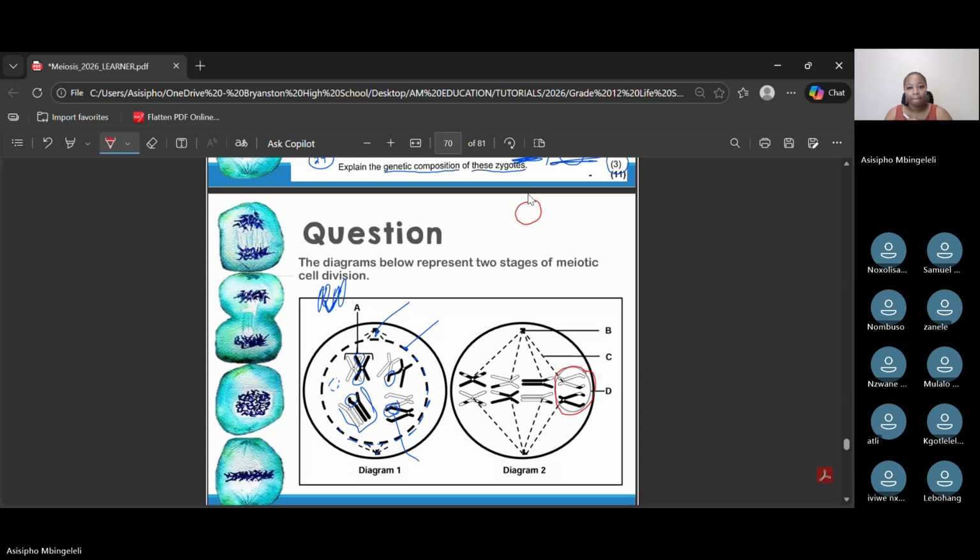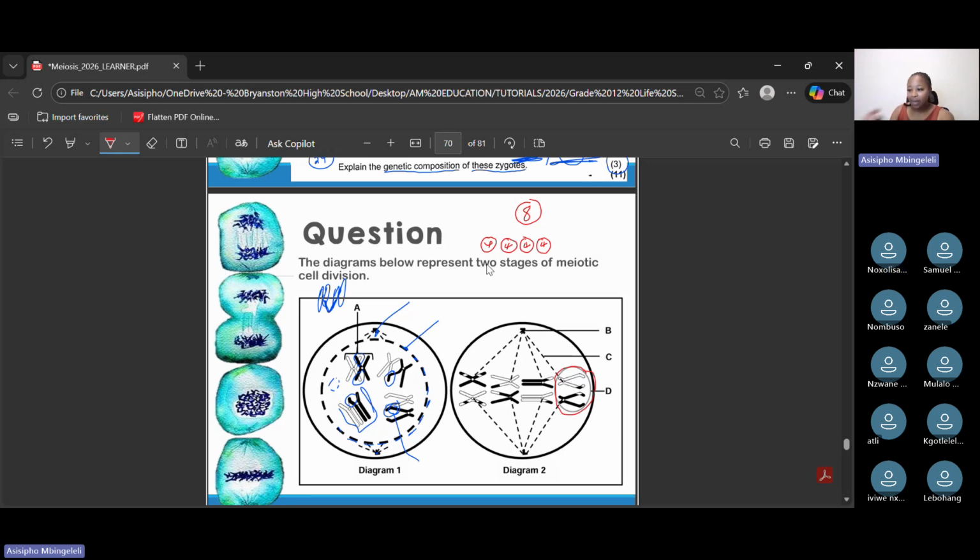Isn't it 5? Not 5. Let's count from diagram 1. You can count from diagram 1 or diagram 2. How many? We have 8 chromosomes. So what are we expecting? Me and you are expecting to have half the number of chromosomes in each cell. We are expecting each cell to have 4 chromosomes each.